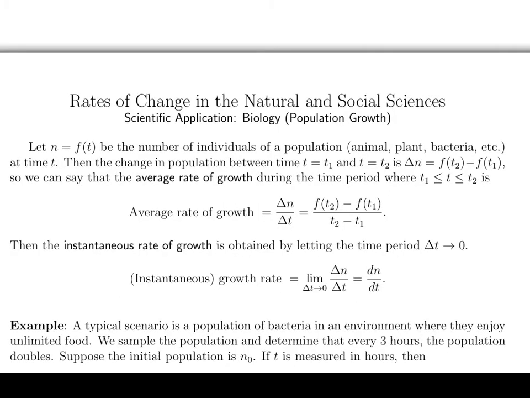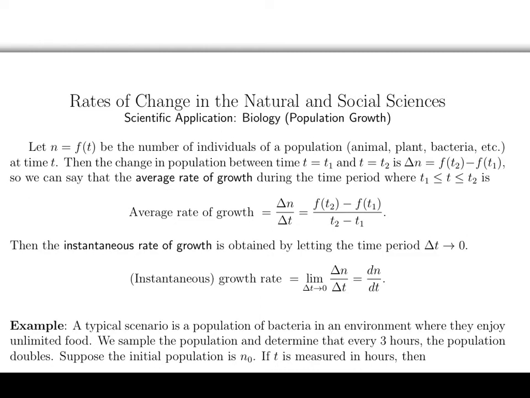Well, let's do a specific example. So a typical scenario that we run into is population of bacteria. And let's suppose that we've got a situation where our population of bacteria exists in an environment where they have unlimited food. Eventually their food will run out, but at least for the beginning they have an unlimited supply of food. And let's say we're able to sample the population and figure out how many bacteria we have. And we're able to determine that every 3 hours their population doubles.